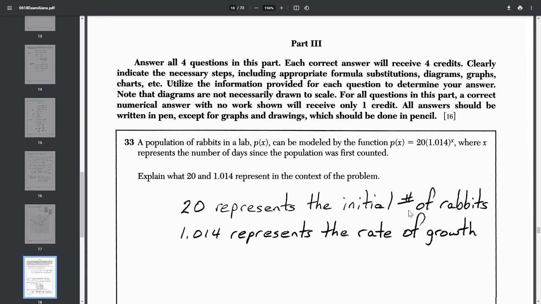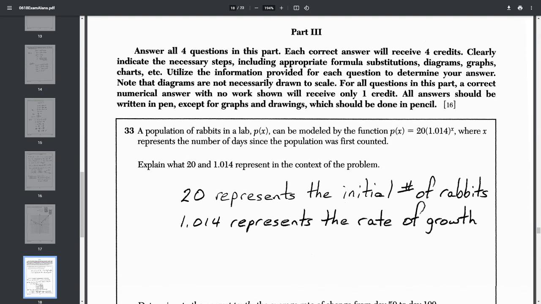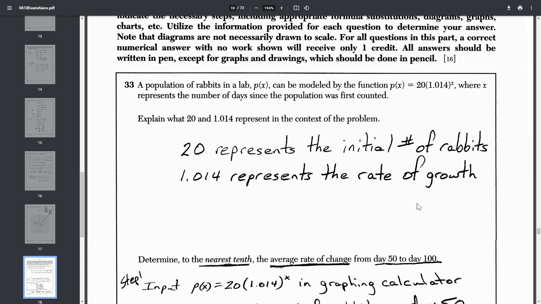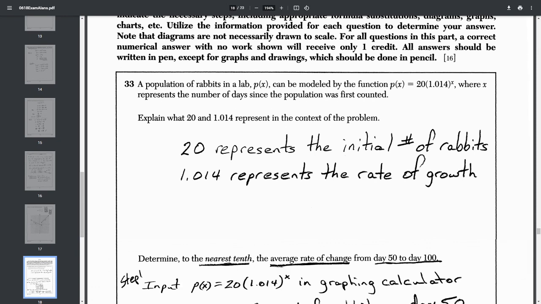Now into part 3. Question 33 says, there's a function. What does it mean that we're multiplying by 20 and 1.014? Well, this is an exponential growth formula, right? The formula for exponential growth says multiply the starting value by the rate represented as a decimal, and then you add 1 to it. So that would mean that 20 is the starting value, which in this case would be the number of rabbits we started with, and the 1.014 is the rate at which the rabbits were growing, but the 1 is added on.